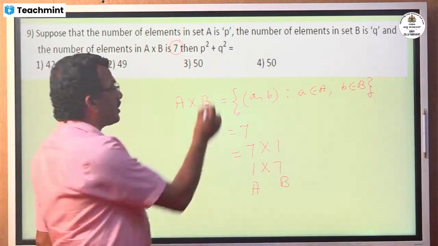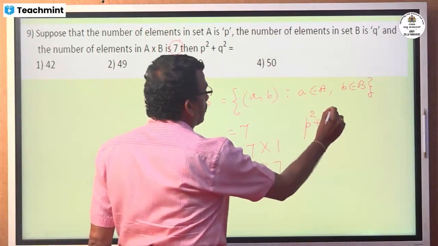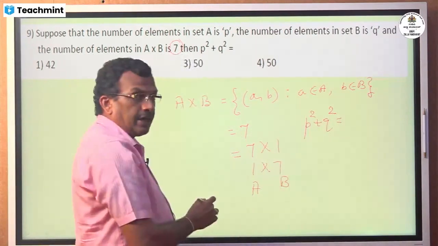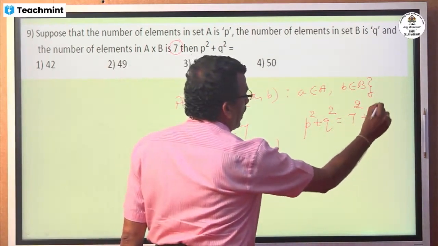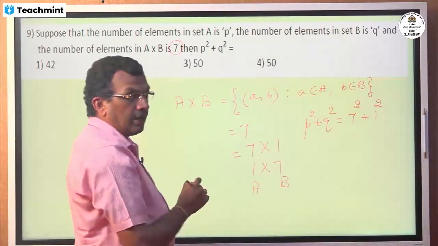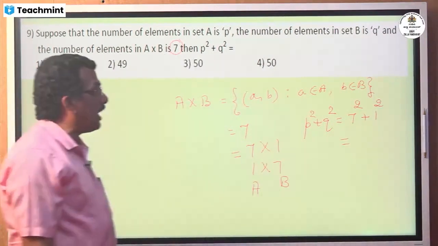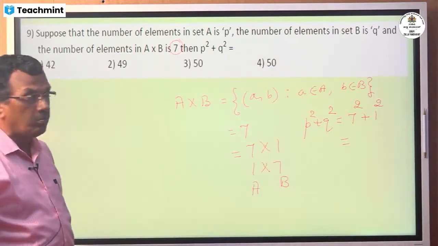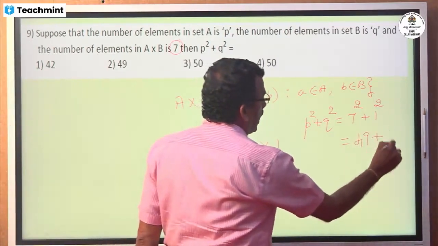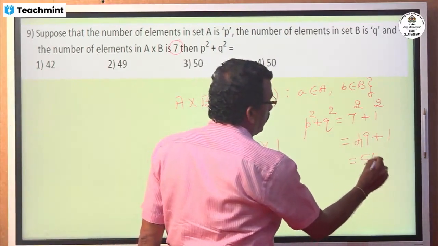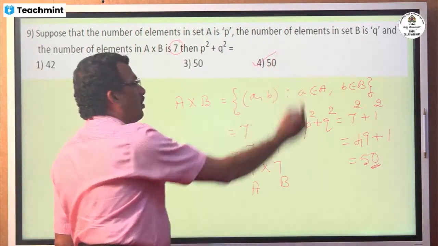Then what they asked you to calculate is P square plus Q square. Any one set you can take. If I take the first one, it is 7 square plus 1 square. If I consider the second one, then it is 1 square plus 7 square. 7 square is 49, not 14, that is your answer. 49 plus 1 square is 1. 49 plus 1 is equal to 50 is the solution. Therefore, P square plus Q square equals 50.